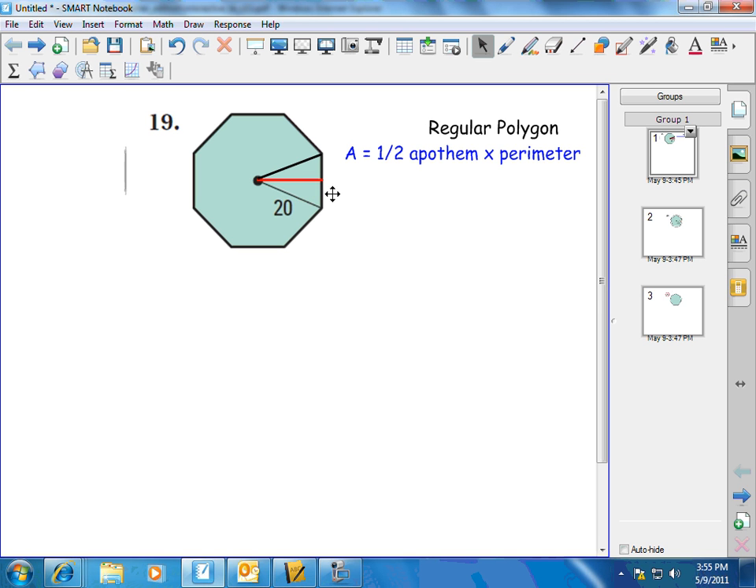All right, so again we have one side length, and we're going to have to use either special right triangle theorems or trig ratios to get the apothem, and then also to get a side length so that we can get the perimeter in order to find the area of our octagon. So let's start with the perimeter. I'm going to call that X.